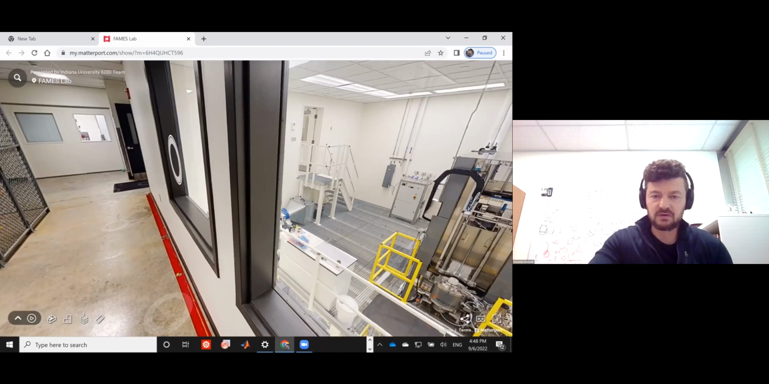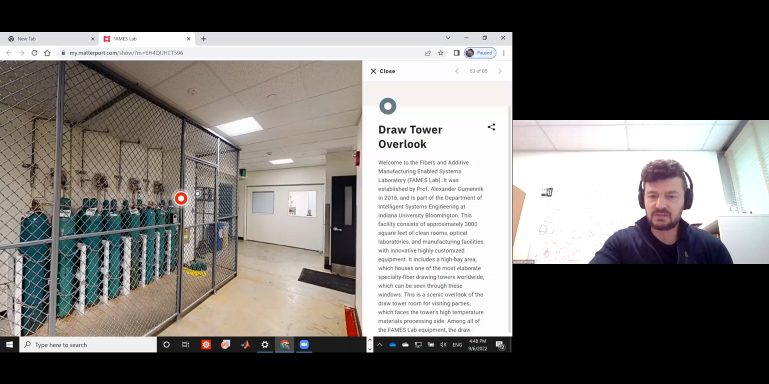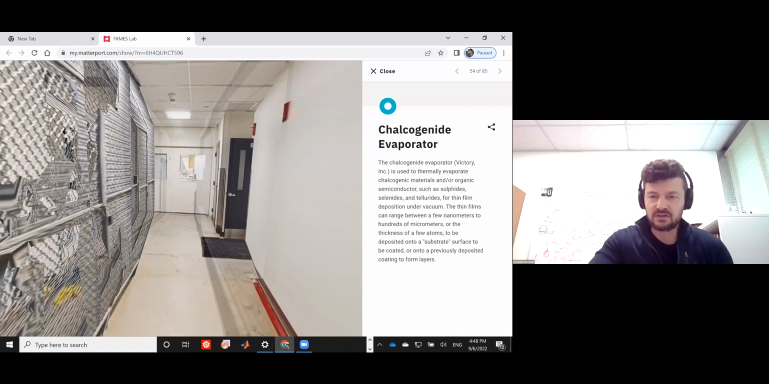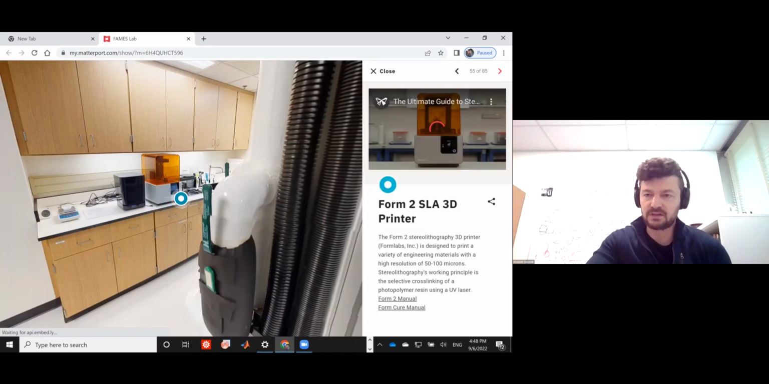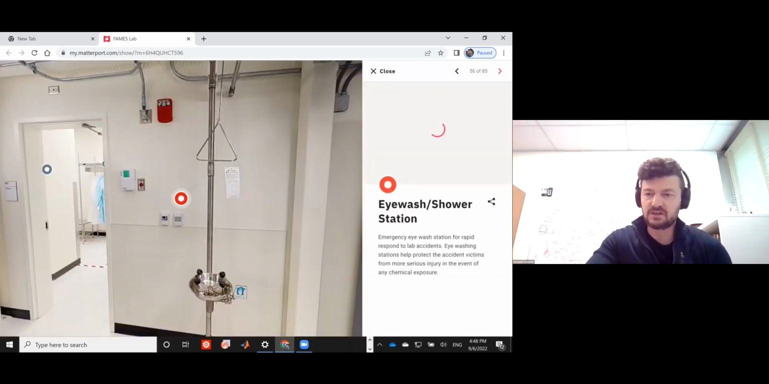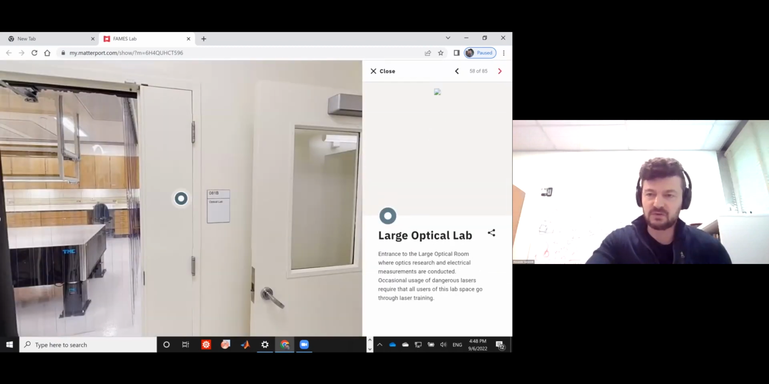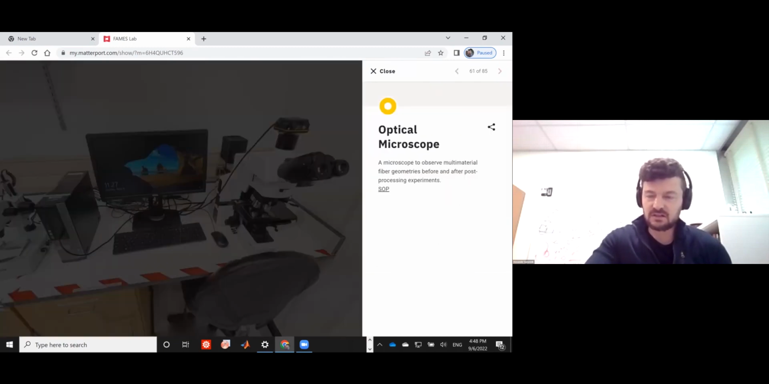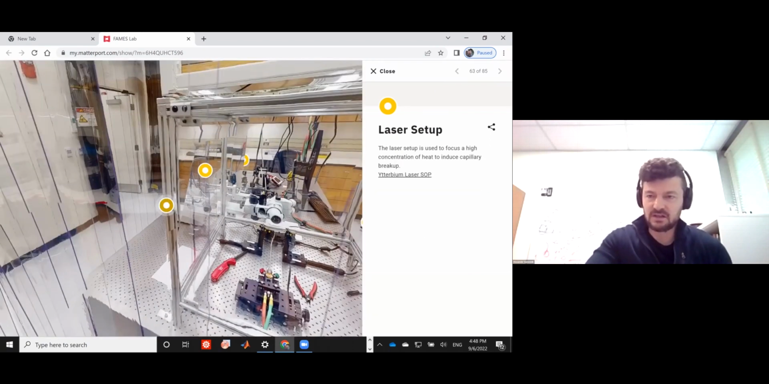And if you click that pin, it will take you to the respective piece of equipment with all the explanations about various types of equipment. So chalcogenide glass evaporator that we have, all kinds of 3D printers that we have, with the videos, with manuals, with explanations of what's the purpose of that setup. So for instance, I want to skip to where the draw tower is.